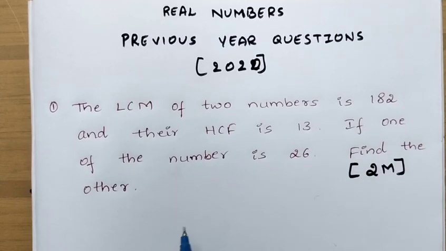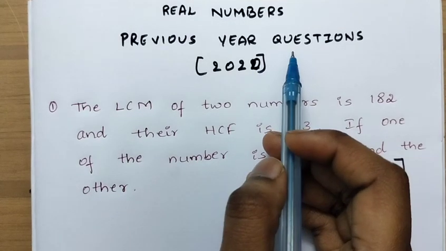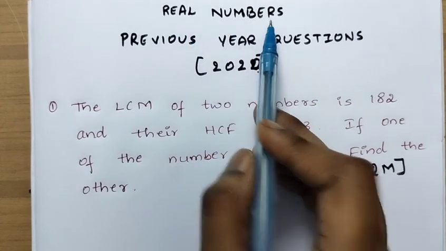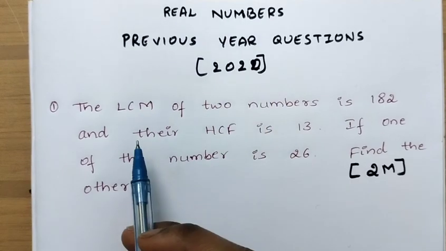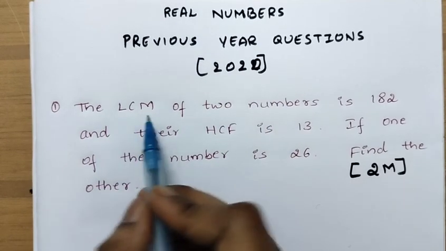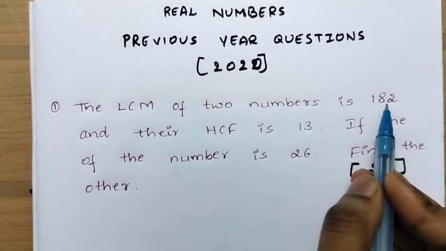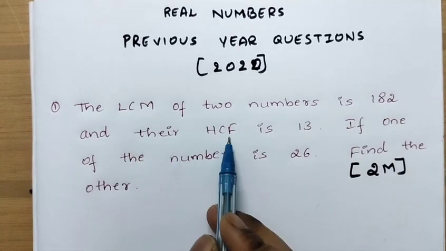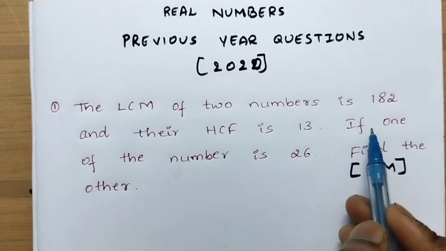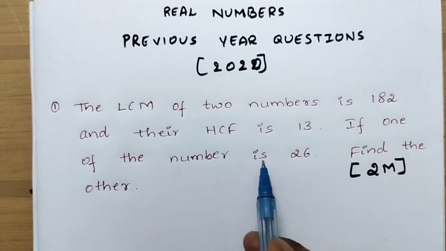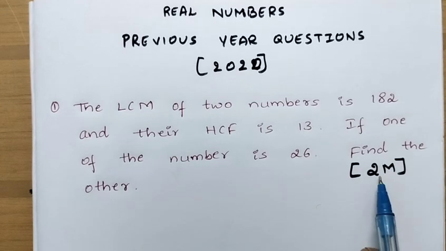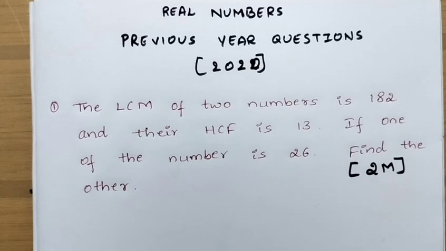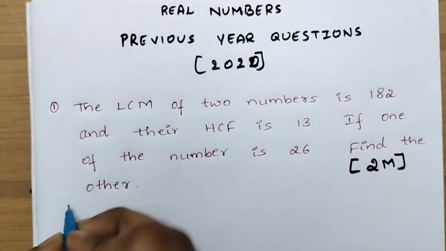In this video, I'll be discussing the questions of the chapter Real Numbers which had occurred in the year 2020. The first question is, the LCM of two numbers is 182 and their HCF is 13. If one of the number is 26, find the other. You have to find the another number. This question was asked for 2 marks. So without any delay, let us quickly see how to solve this problem.